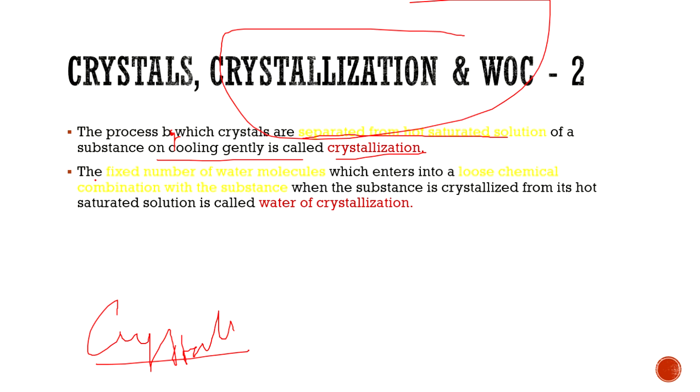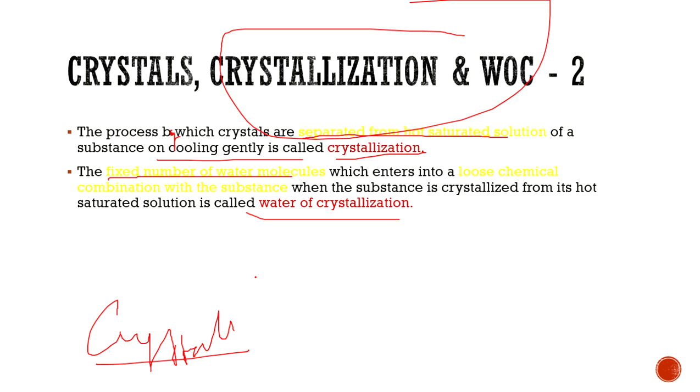Next, water of crystallization. The fixed number of water molecules which enter into a loose chemical combination with the substance during the crystallization process from a hot saturated solution is called water of crystallization. What is water of crystallization? There will be a fixed number of water molecules.